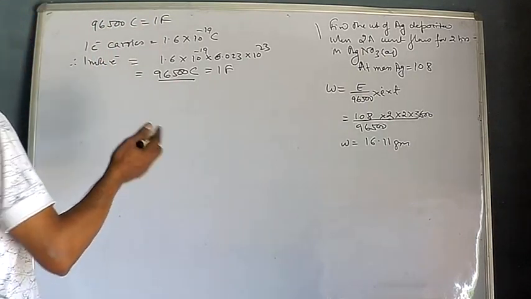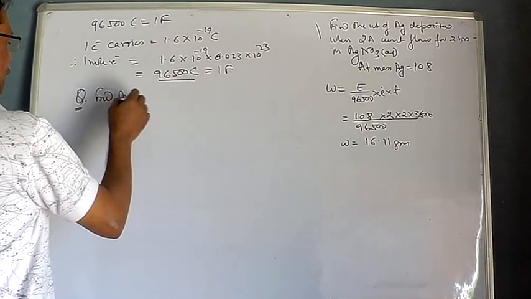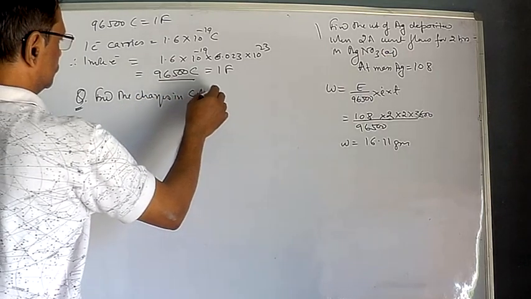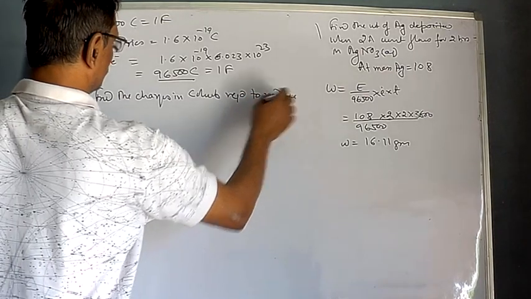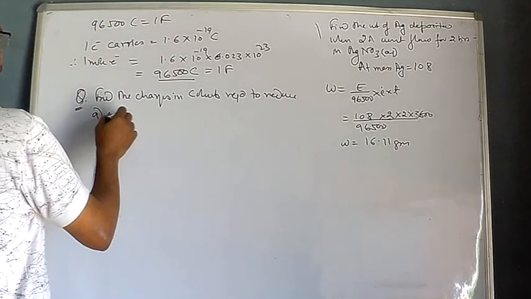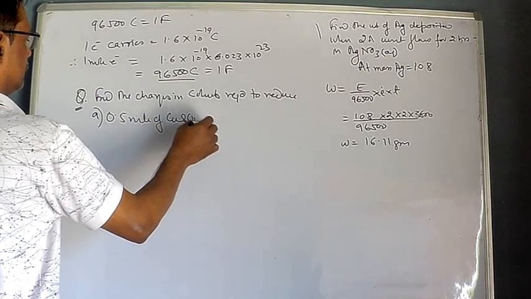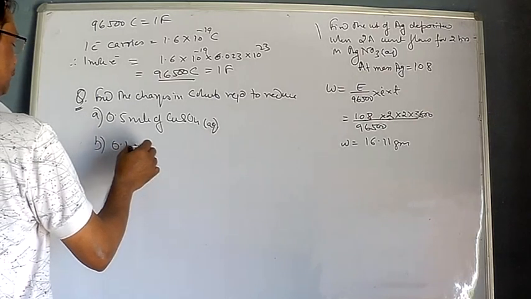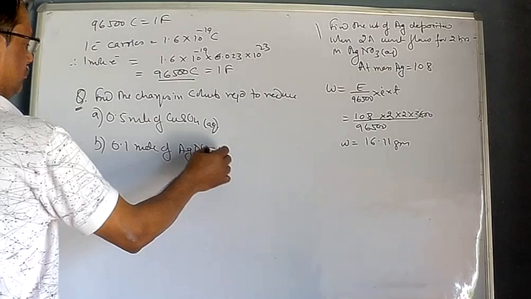Now we are going to take two questions here. Find the charge in coulomb required to reduce 0.5 mole of aqueous copper sulfate and 0.1 mole of aqueous silver nitrate.